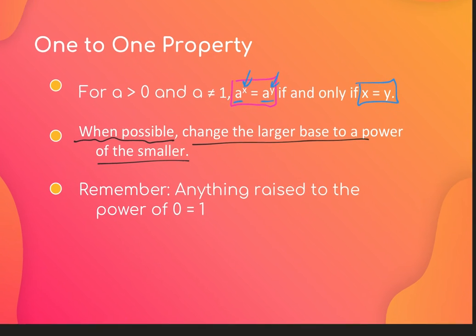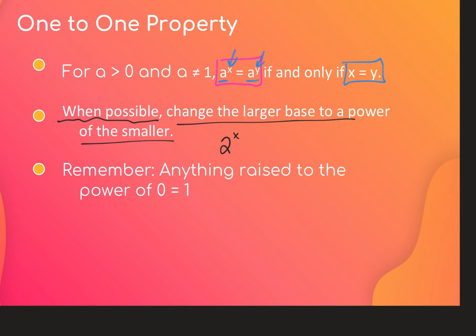For example, if I had 2 to the x equals 4, I know you know this already, but we could rewrite this using the one-to-one property by making the bases the same. 4 is 2 to what power? 2. So I could rewrite this as 2 to the x equals 2 squared. And then once the bases are the same, I literally set the exponents equal to each other. And my answer would be 2.